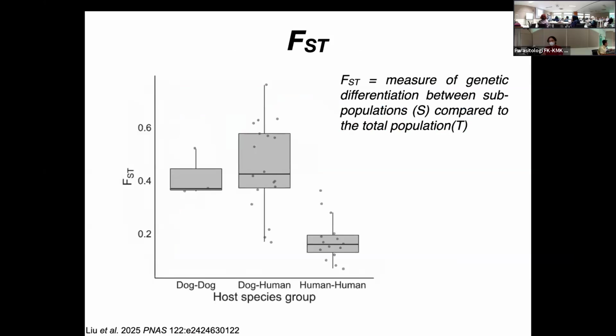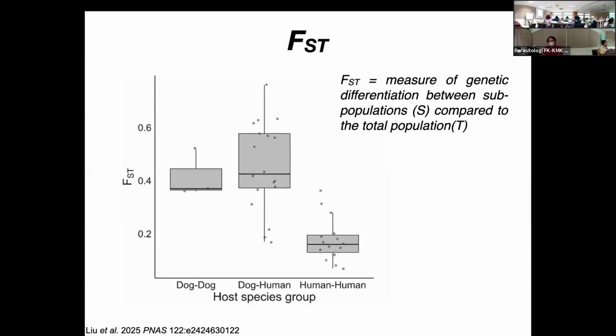So one of the first analyses we did was we calculated the FST, which I mentioned. The FST is a measure of the genetic differentiation, genetic separation between subpopulations compared to the total population. So in our study, the total population is all the parasites we got from people and dogs. And then we've made different subpopulations. If FST is high, it goes from 0 to 1, it says there's complete separation between the subpopulations. 0 says there's no separation between those.